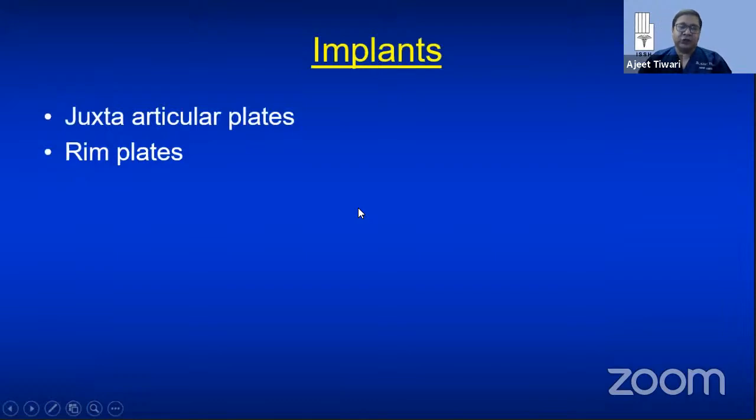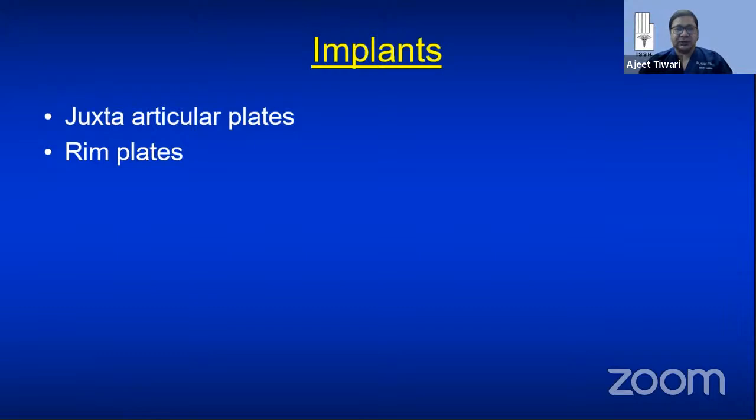So what kind of implant should be used? There's a plethora of implants, thousands of implants available for the distal end radius, but which implant should we use, and what is the ideal implant? So the implants are basically divided into 2 categories.